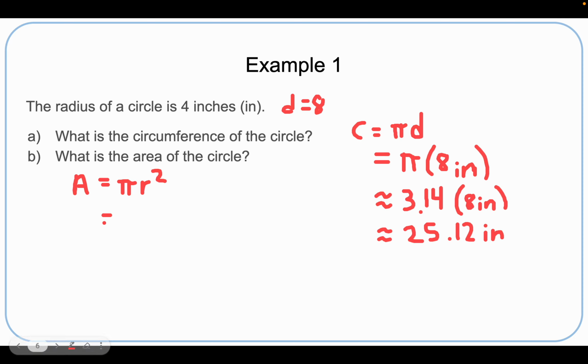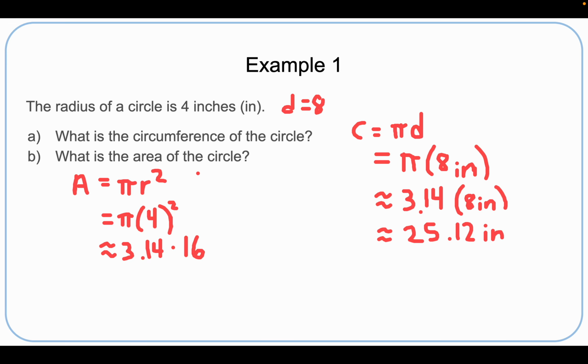So let's plug in the numbers that we have. Pi times radius is 4, and then squared. And then we'll use approximately equal to, and we replace pi with 3.14. And then 4 squared is 16. So we're going to multiply that by 16.